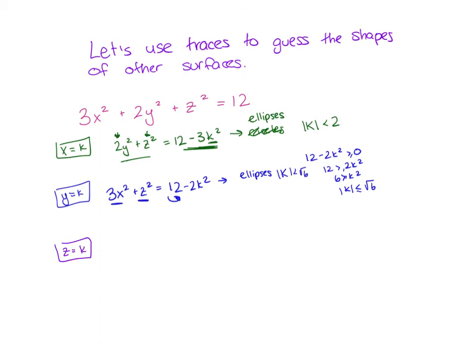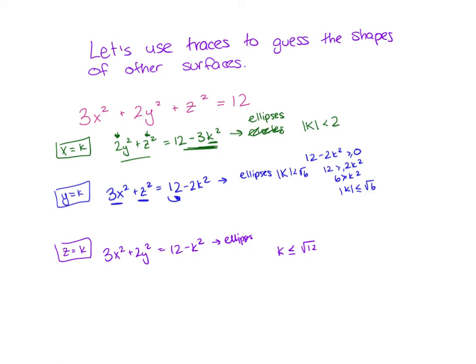And then finally, when z equals a constant, we get 3x squared plus 2y squared is equal to 12 minus c squared. So this again gives us ellipses when z is less than or equal to the square root of 12. And here we should be a little careful. We want to think about this as a specific constant, not as z itself. So let me go ahead and replace that with that k. Okay, so this shape is going to give us those ellipses in all of the directions.